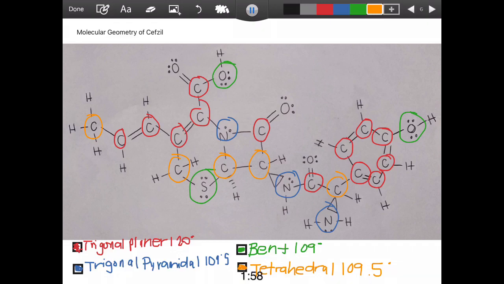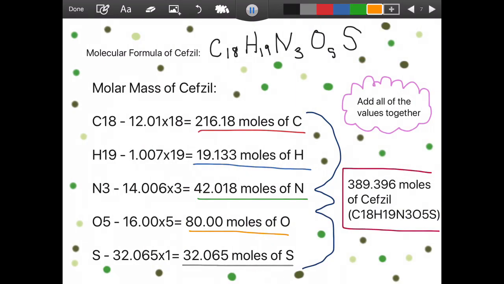And so now we can move on to look at the molecular formula of Cefzil and find the molar mass. We have the formula, which is C18, H19, N3, O5, and S. And so when we find the molar mass of any molecule, we break down all of the elements and how many, and then we find the atomic mass, multiply it by how many we have to get the result of how many moles of each element we have. And when we find the moles of each element, we are able to add them all up to find the molar mass of this molecule. When we add all the moles up, we get a total of 389.396 moles of Cefzil. So with that, we have found the molar mass, and we can move on.